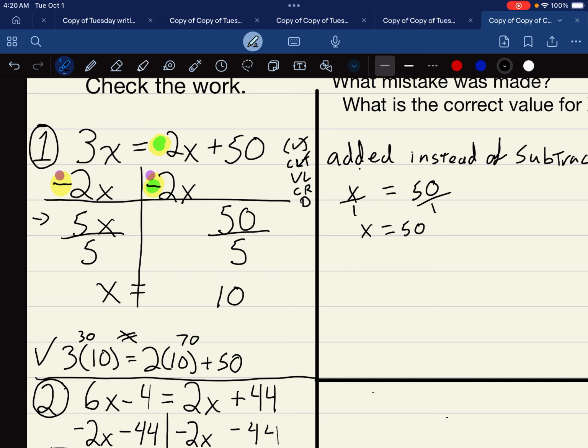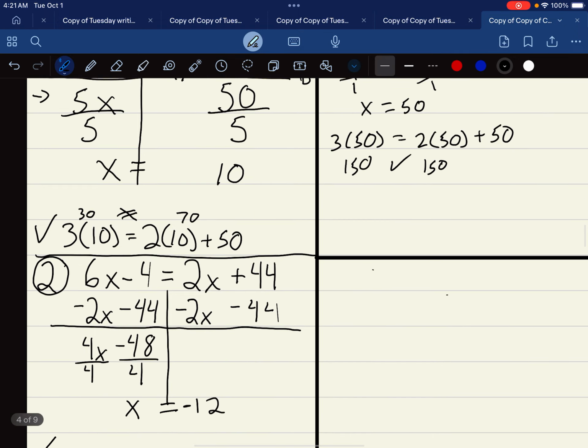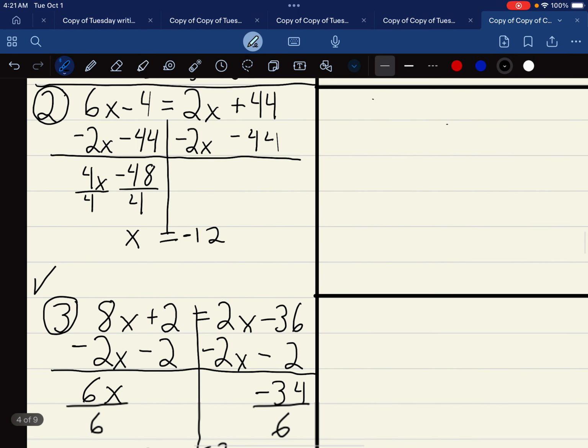Now, could I have made another mistake? Absolutely. So I'm going to take this and check it. 3 times 50 equals 2 times 50 plus 50. 3 times 50 is 150. 2 times 50 is 100, plus 50 is 150. Bingo, we nailed it. All right.